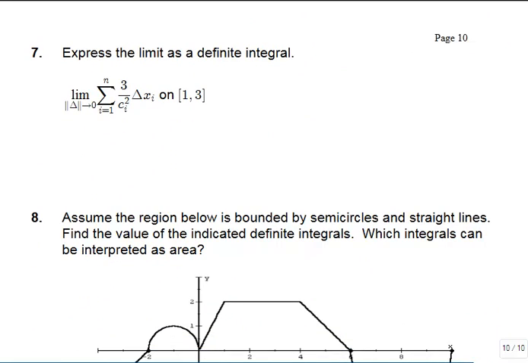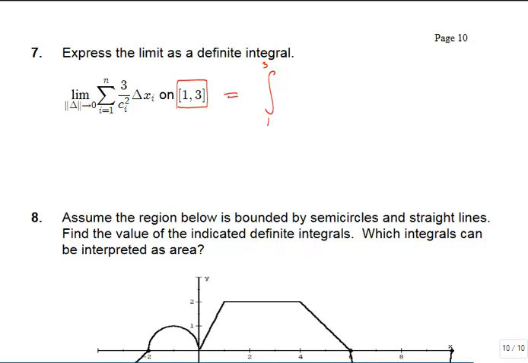Next example. Express this limit as a definite integral. So this should look like a Riemann sum. This is the limit, as the norm goes to 0, of the sum from 1 to n of 3 over c sub i squared delta x sub i. So out of all of this, we need to try and figure out what integral this represents. First of all, one easy thing that should be able to be determined are the bounds, because they tell me what interval I'm looking at. So those are your bounds right away. This has to be from 1 to 3.